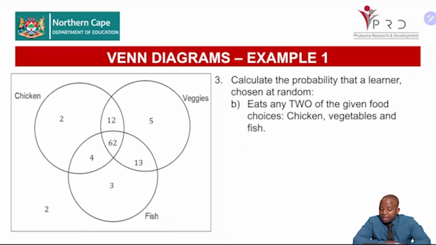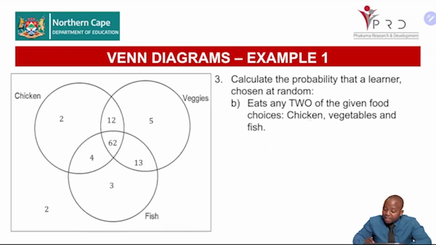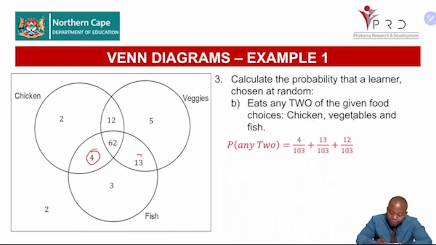Let's move on. Calculate number B, the probability that a learner at random eats only 2 of the given food. The choices can be chicken, vegetables, and the fish. So it's only 2 of the given food. So we are going to look at the probability of what? Of this. This is for 2. This is for 2. And that is for 2.